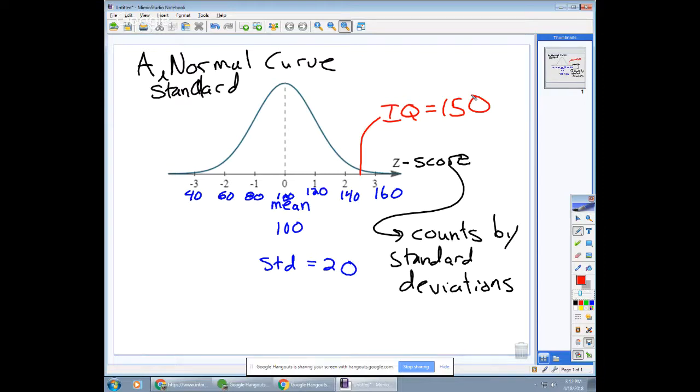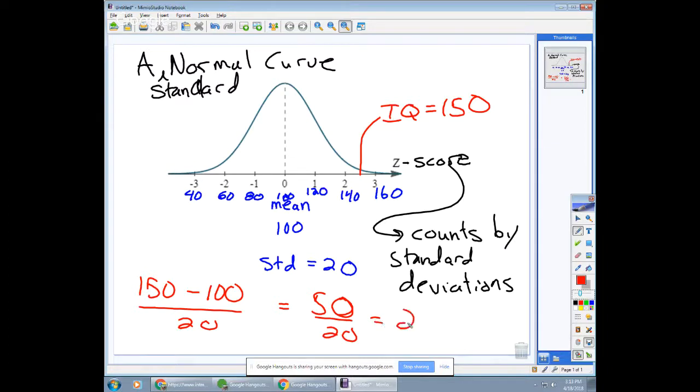Isn't it x minus the mean? Yeah, so we have to find the deviation. What's the deviation of 150? Well, we would take 150 and subtract 100 from it, and that gives us 50. So it's 50 to the right. What are we measuring by here? 20s. Yeah, how many 20s are in 50? So that's just division. We divide by the standard deviation, and that gives us 2.5. You guys just looked at it and saw it, right?